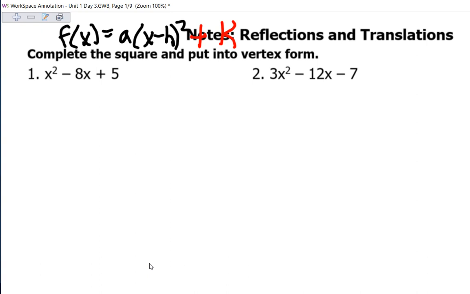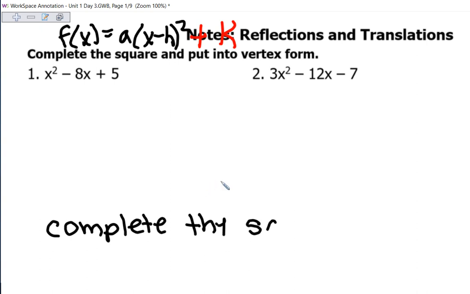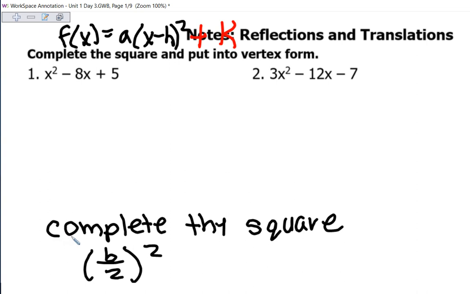Now the first thing they want us to do is to complete the square. In order to complete the square, there's a special formula you learned back in Algebra 1 and Algebra 2: b divided by 2 squared. That's when your equation is in standard form, ax squared plus bx plus c.